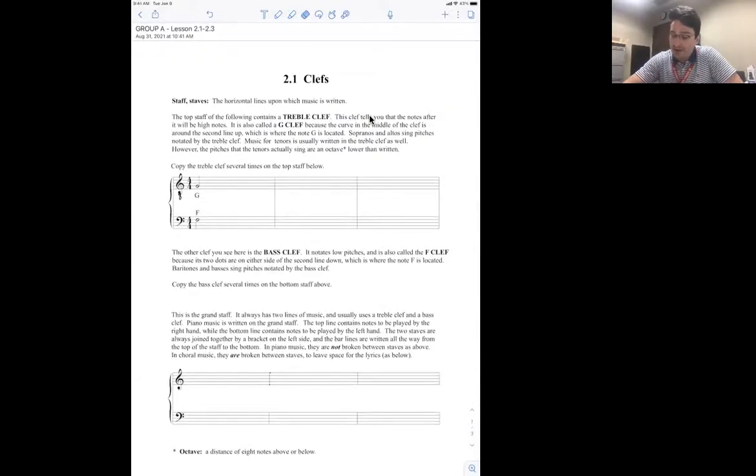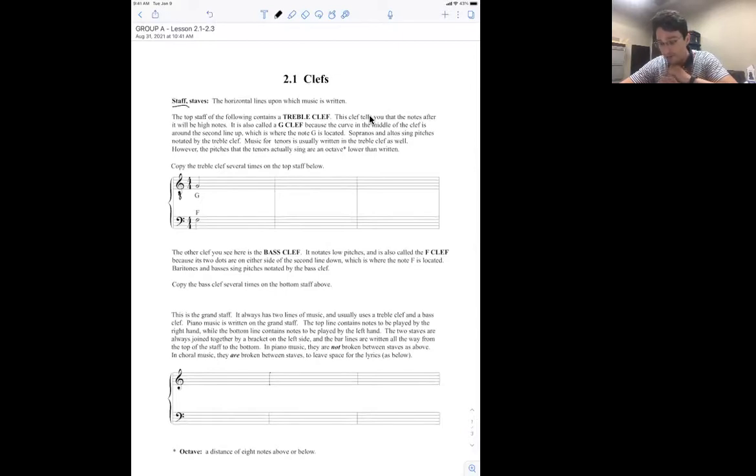So the first thing we're going to have here is the two terms staff and staves. So the staff is our set of 5 lines and 4 spaces. That's kind of our musical graph paper that we write our music on. Staves is the plural of staff. So don't say staves, say staves, okay? And those, again, are the horizontal lines upon which music is written.